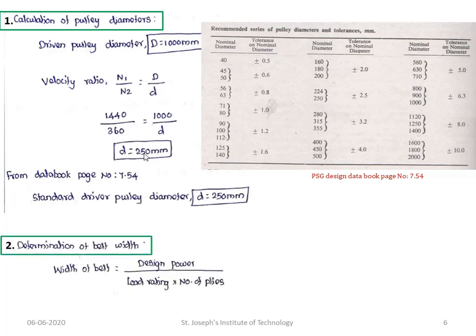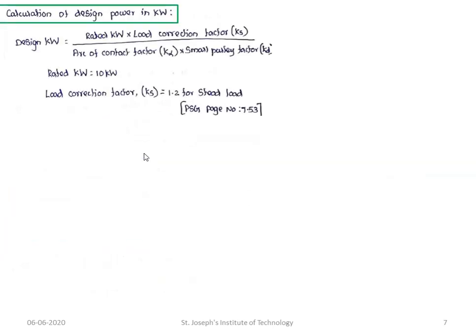Next I need to calculate the belt width. The belt width can be calculated from this formula: width of the belt equals design power divided by load rating into number of plies. Design power, load rating and number of plies we need to calculate. Number of plies is nothing but the number of layers we need to put to transmit this much amount of power. First of all I am going to calculate the design power.